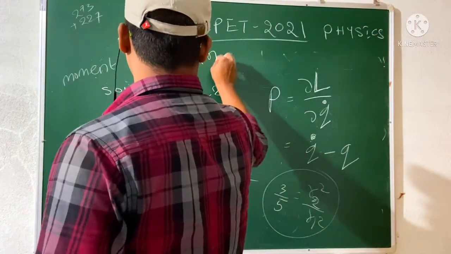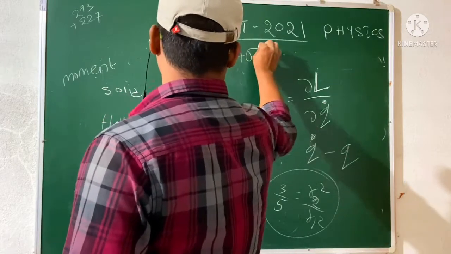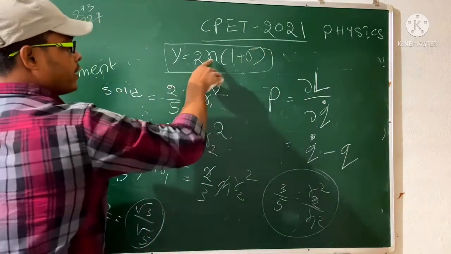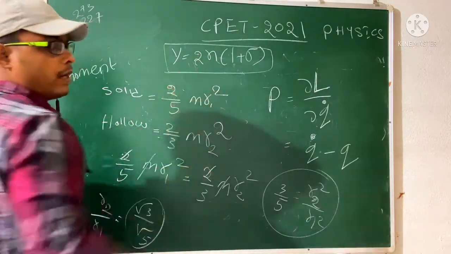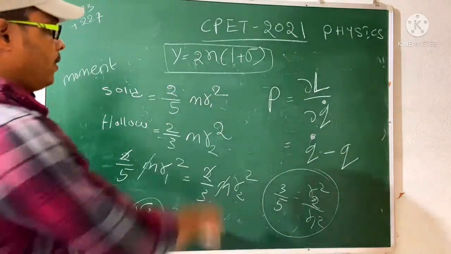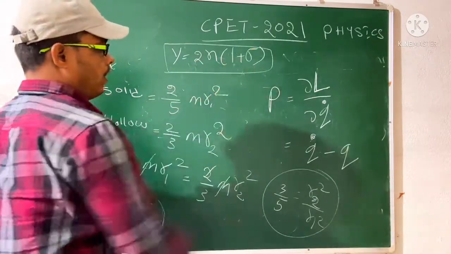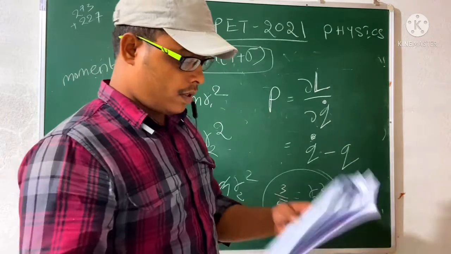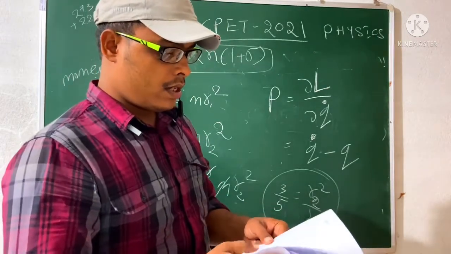Y equal to 2 eta into 1 plus gamma. This one was also asked in the previous year's question, but there he was asking eta equal to y by 2 into 1 plus gamma. But this year, the numerator is only y equal to 2 into 1 plus gamma. Okay, so this is question 21.